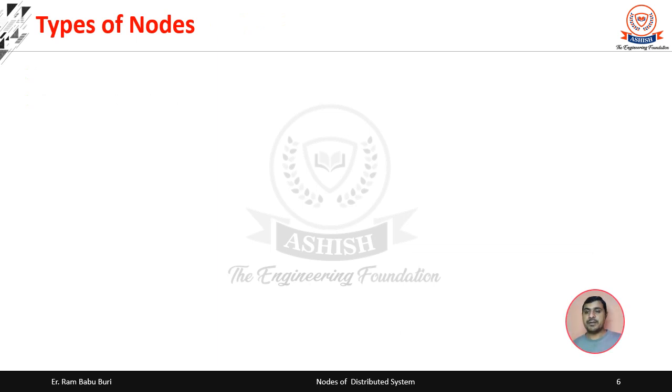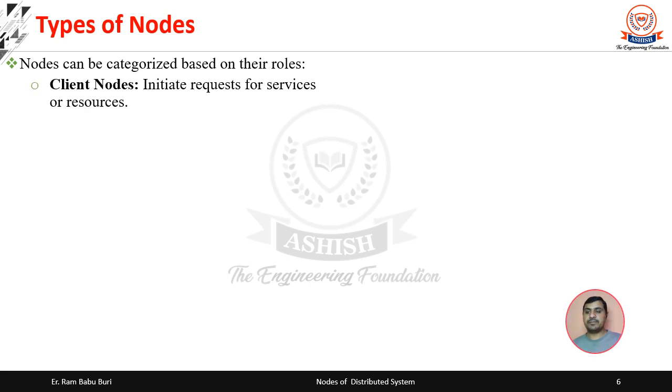Next is types of nodes. Nodes can be categorized based on their roles. The specific type of node determines its functionality and responsibilities within the distributed system. Understanding these roles is crucial for designing and managing efficient distributed systems.